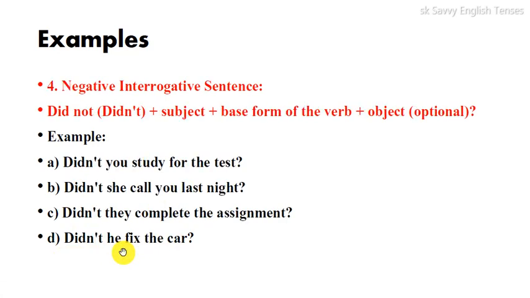Okay, the fourth and the last one is the negative interrogative sentence, or we can say the negative questions. And the formula for the negative questions in the simple past tense is did not or didn't plus subject plus base form of the verb. And we can make sentences according to this formula. For example, didn't you study for the test? Didn't she call you last night? Didn't they complete the assignment? Didn't he fix the car? Okay, so this was all about making sentences in the simple past tense.